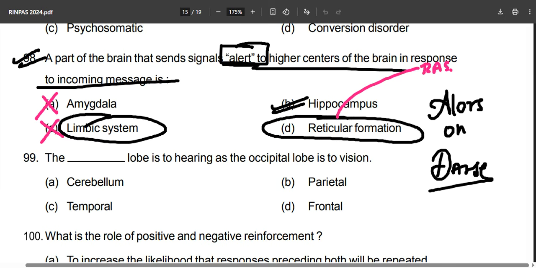One of the functions of this is the reticular activating or alerting system. Read again, and all the best to you.